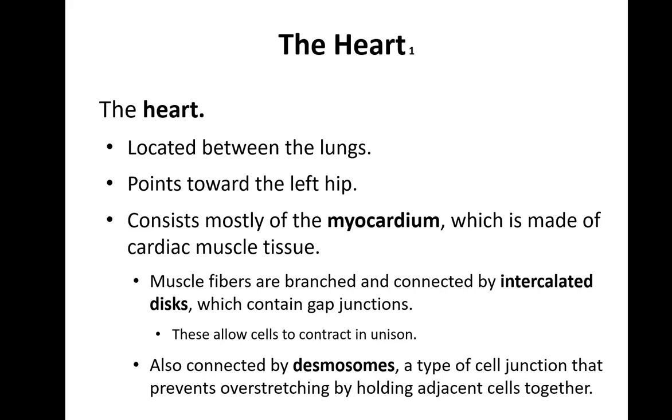The pericardium supports and protects the heart. These muscle fibers are branched and connected by intercalated discs that contain proteins called gap junctions. And they're also connected by desmosomes, which is a kind of cell junction that prevents overstretching.